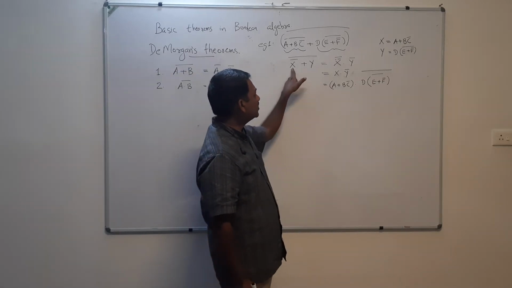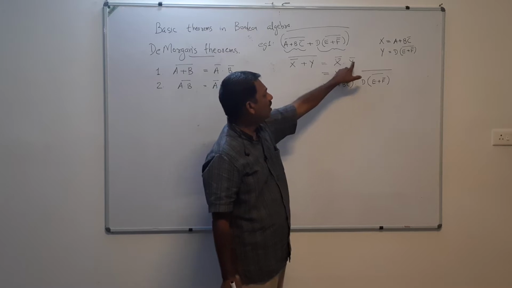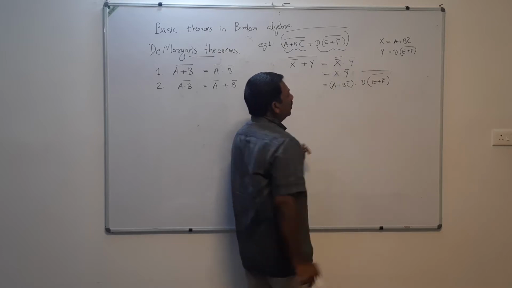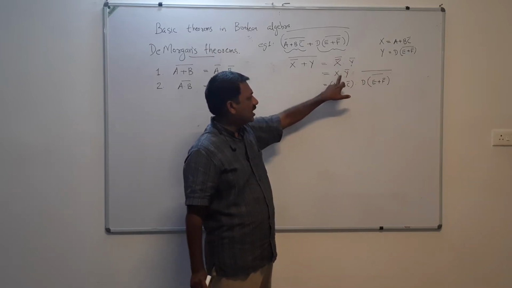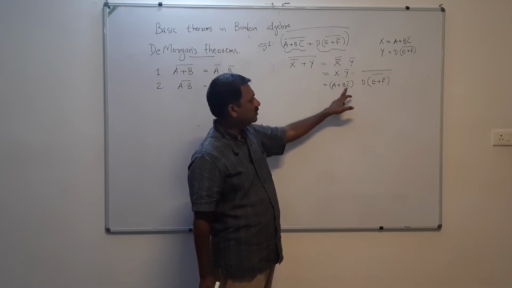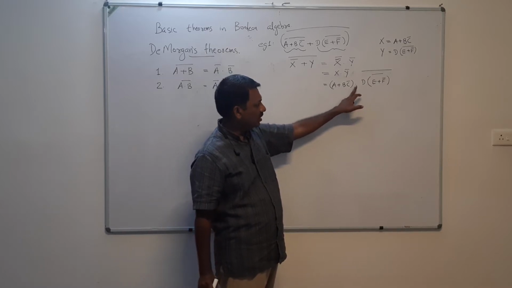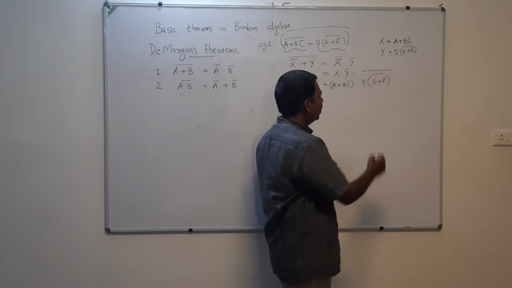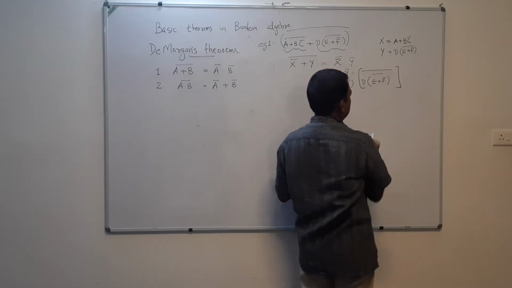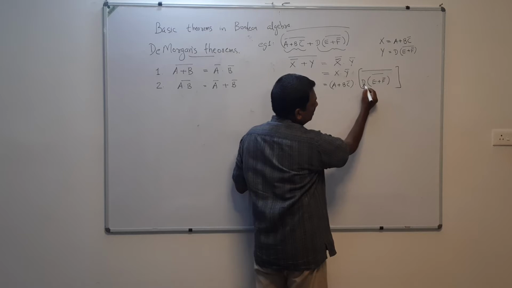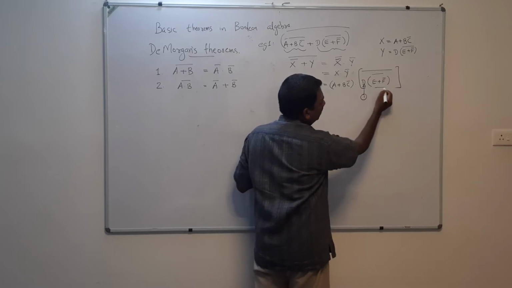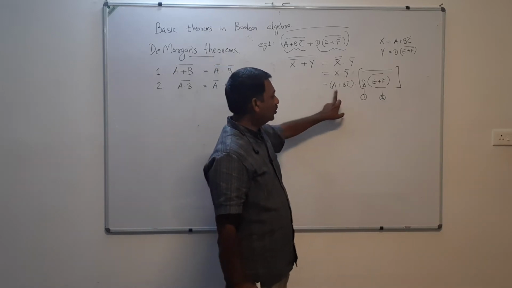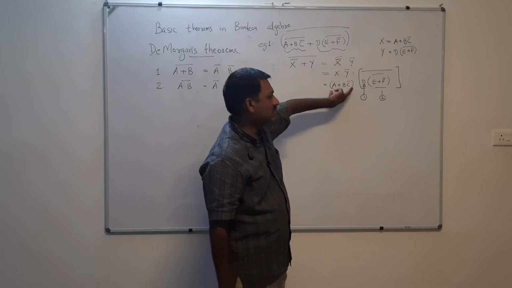You have replaced X bar with X bar the whole bar dot Y bar. And now X bar the whole bar is X and Y bar. X is replaced with A plus BC bar dot D into E plus F bar the whole bar. Now I am going to simplify this. Take this as the first term and this as the second term. I am not going to do anything with this right now.